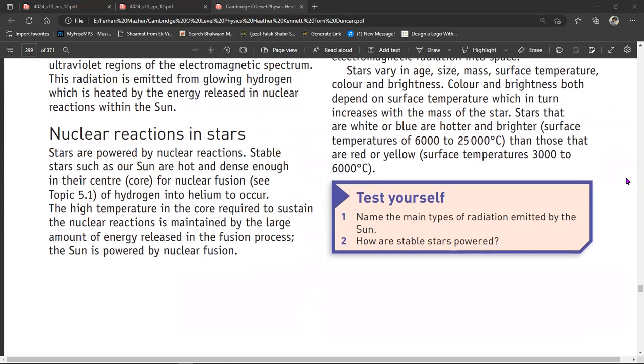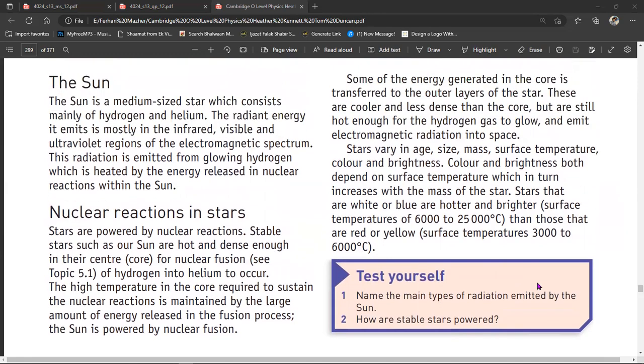Nuclear reactions in stars. Stars are powered by nuclear reactions. Stable stars such as our sun are hot and dense enough in their center, or core, for nuclear fusion of hydrogen into helium to occur. The high temperature in the core required to sustain the nuclear reaction is maintained by the large amount of energy released in the fusion process. The sun is powered by nuclear fusion.